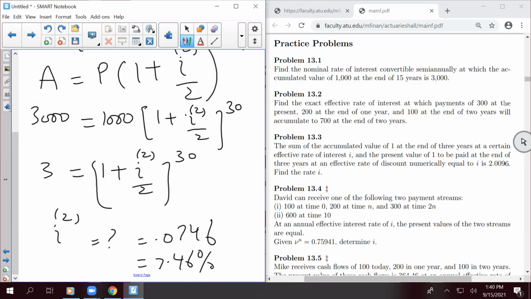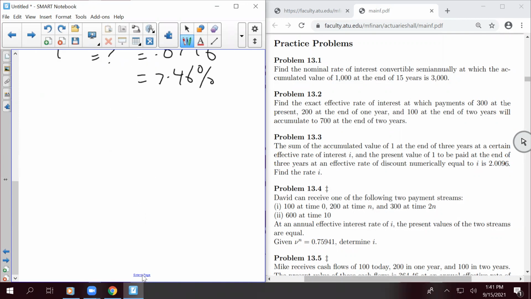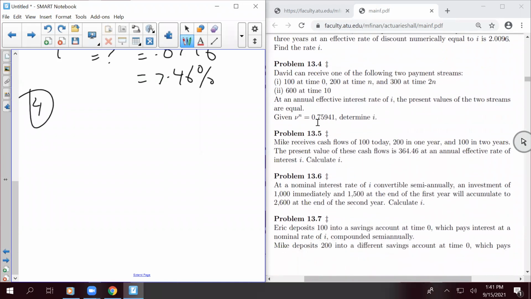Okay, number 4. Why do I have a feeling that we've done this number 4 before? Do you remember a problem where nu to the n was given? No, you don't? Okay. I mean, David can receive one of the following two payments. I think we've done this. Wasn't it exactly the same? Different numbers, but same idea.